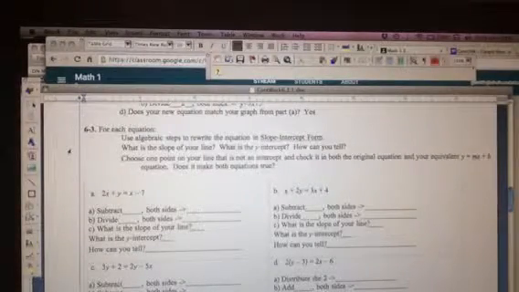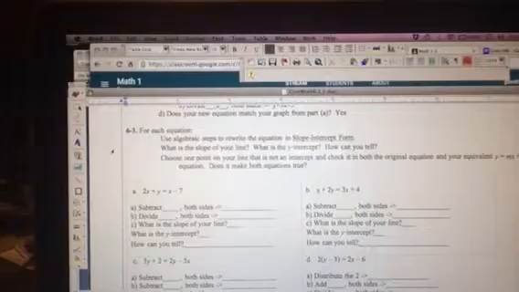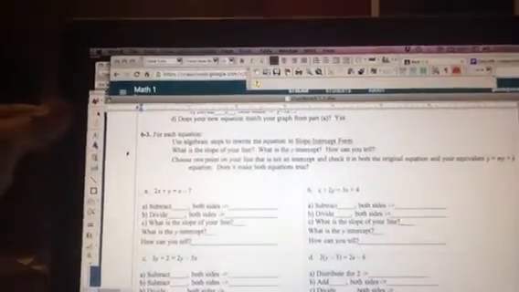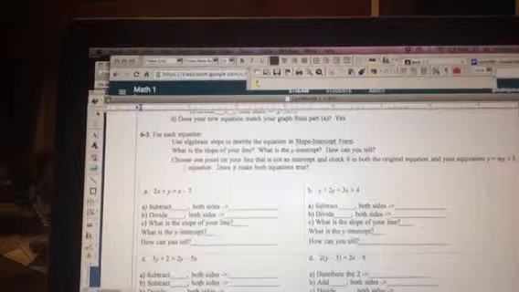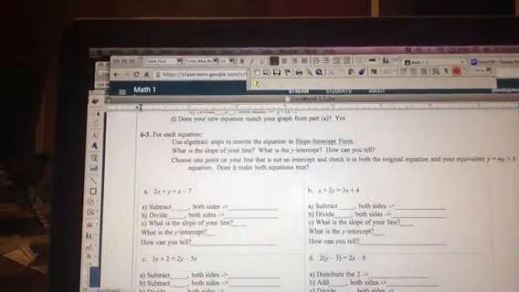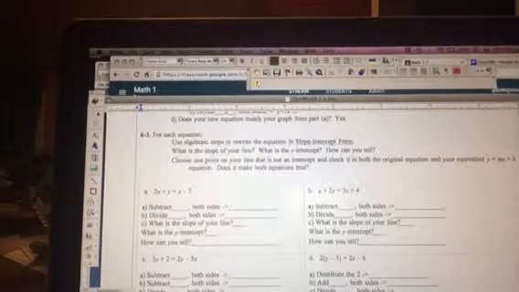Okay, we're going to take a look now at 6-3. We're only going to do the left column because I think that's a little bit redundant. So we're going to use the algebraic steps to rewrite each equation in slope-intercept form. And then we'll have to identify the slope of the line and the y-intercept and say how can we tell.